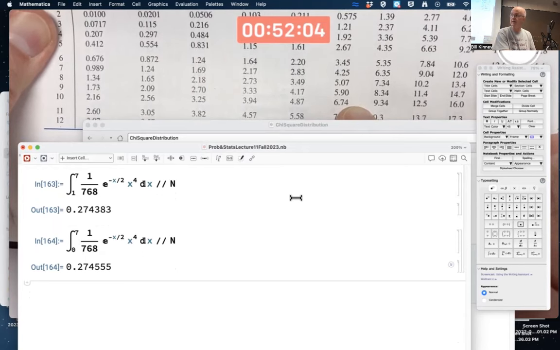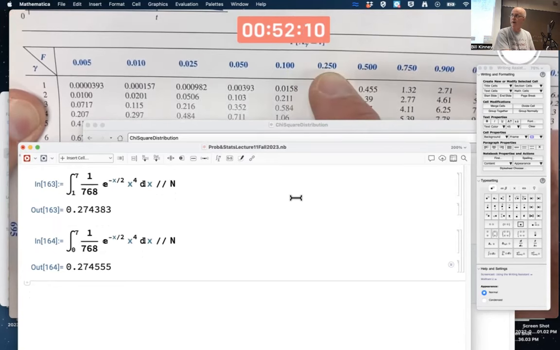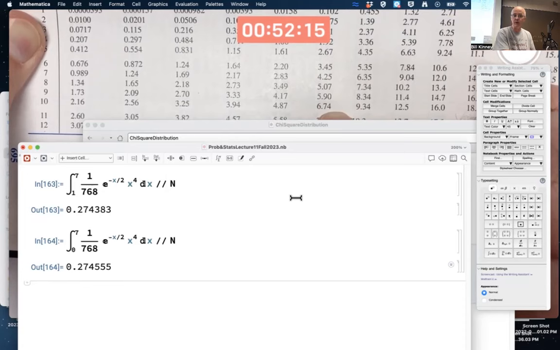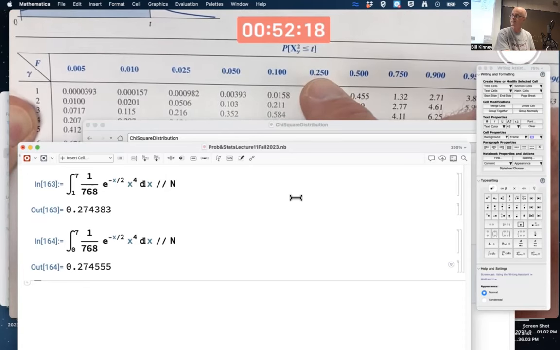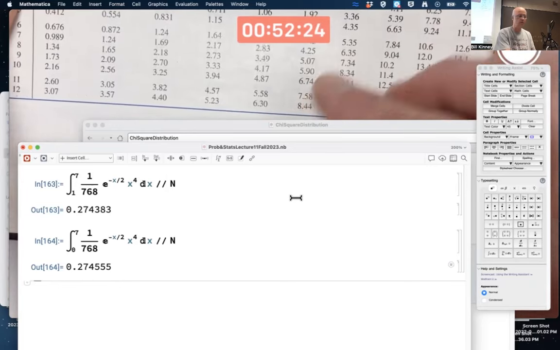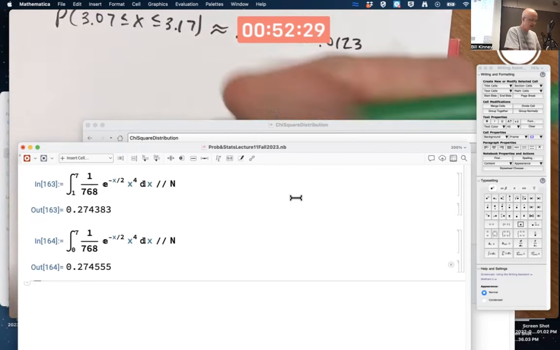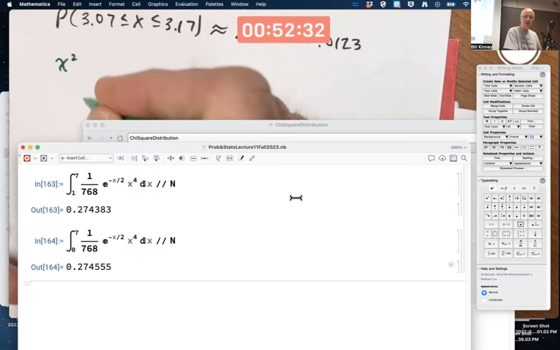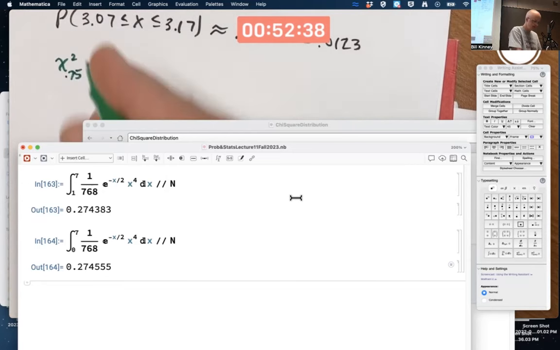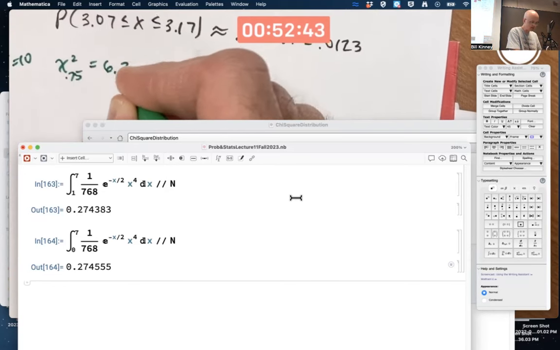For a chi-squared distribution with 10 degrees of freedom, the probability of being less than 6.74 is very close to 0.25. 7 is a bit bigger than 6.74, so our answer is a bit bigger than 0.25. This number, 6.74, notationally would represent little chi-square sub 0.75. If the degrees of freedom is 10, this is the 6.74. That's what the table means.